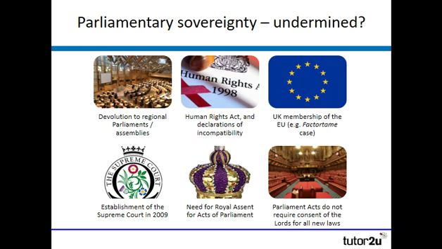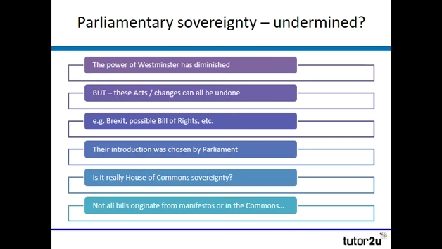The establishment of the Supreme Court in 2009, following the recommendations in the Constitutional Reform Act of 2005, arguably changed sovereignty in the UK, changed parliamentary sovereignty by giving judges a little more power to challenge the government. There continues to be the need for royal assent for acts of parliament, although it is of course a very strong convention that the monarch does not withhold the royal assent. Finally, Parliament Acts do not require consent of the Lords for all new laws.